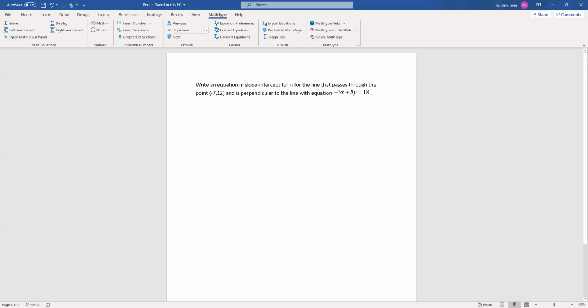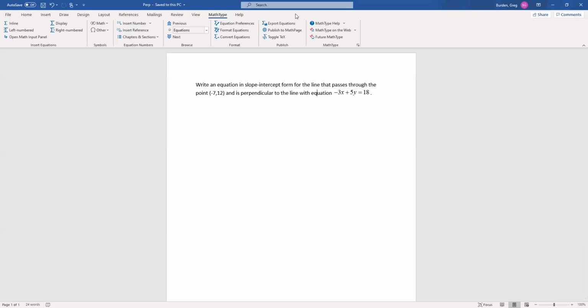Now there are, of course, infinite number of different lines which are perpendicular to any particular line. But in this case, we have some more information. We have the information that the line is not only perpendicular, not only at a right angle to -3x plus 5y equals 18, but also the line we're looking for is passing through the point -7, 12.